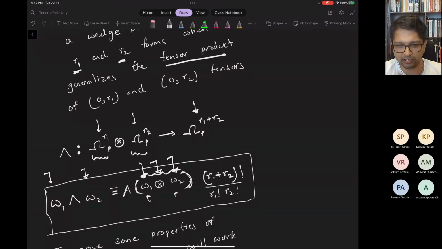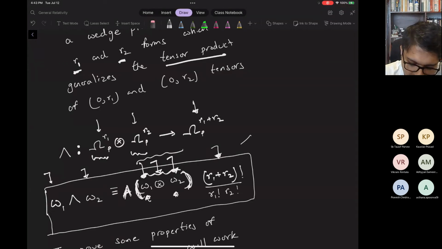But it's not anti-symmetric under exchange of omega 1 and omega 2 indices. So what we need to do further is apply an anti-symmetrization operation on this tensor product of omega 1 and omega 2. And then for convention, and we'll see why this convention is useful later, we define it by multiplying by this combination of permutations: 1 over R1 factorial, which is the number of ways you can permute the omega 1 indices, 1 over R2 factorial, which is the number of ways you can permute the omega 2 indices, times R1 plus R2 factorial, which is the number of ways you can permute all the indices of this combined tensor product object. So this is a conventional choice.